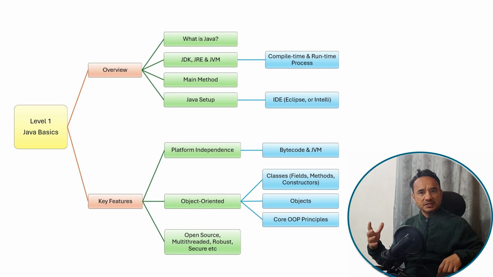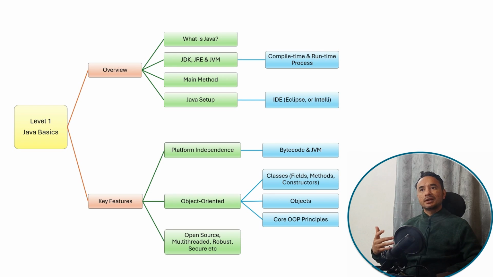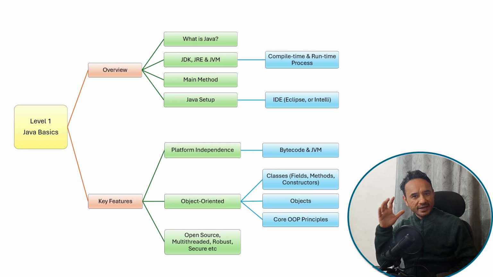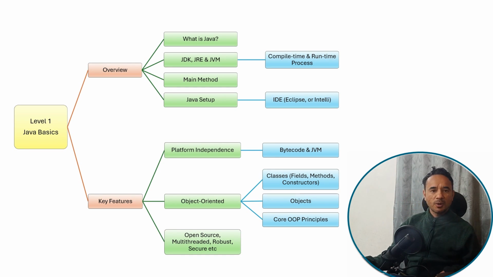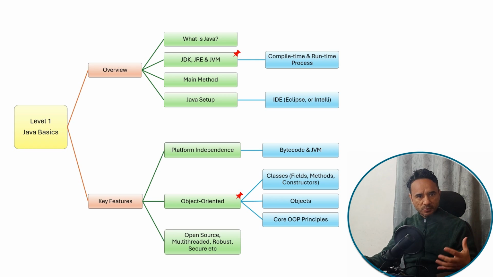There are many other features, but as I said, I am giving more focus to the important ones, like platform independence and object-oriented, which are the top features. I'm only sharing the top ones because learning everything is not possible. So be a smart learner and learn the important stuff first. So that's all about level 1. And from an interview point of view, these pointed concepts are very important.